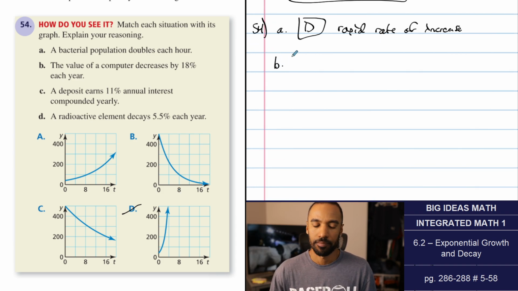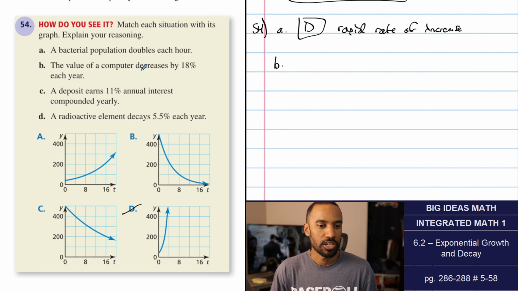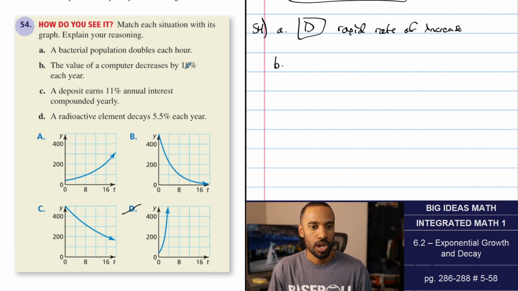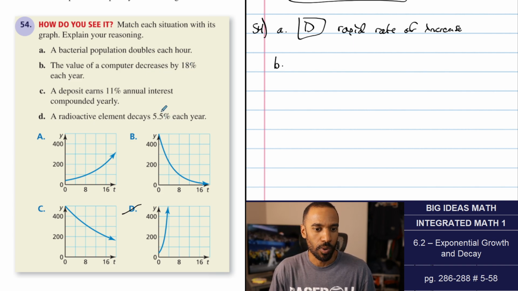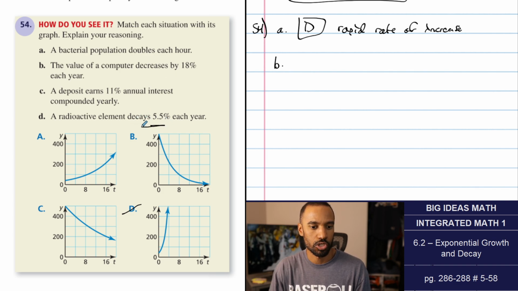Part B, that's how I see it. The value of a computer decreases by 18% each year. Okay, actually here, before we do that one, let's look at the other ones. Deposit earns 11% annual interest. Yeah, that's going to be a slow increase there. Radioactive element decays 5.5% each year. We have to compare the 18 to 5.5. Which one lessens less? This one lessens less. It has a smaller decay than this one. Therefore, it's not going to be as strong of a thing.